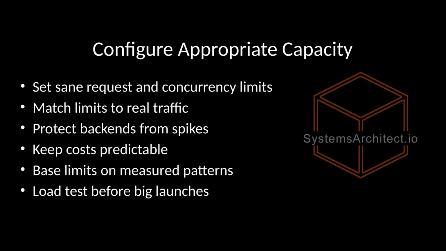13. Configure appropriate capacity. AppSync scales for you, but you still need sane limits so it scales the way you want. Set request and concurrency limits that match your application's real traffic and make sure the data sources behind it can keep up. It also keeps costs predictable, since unbounded execution can quietly run up a large bill. Load test before big launches so you learn where the ceilings are before your users do.